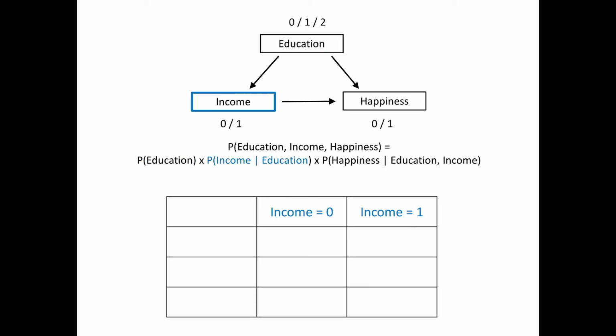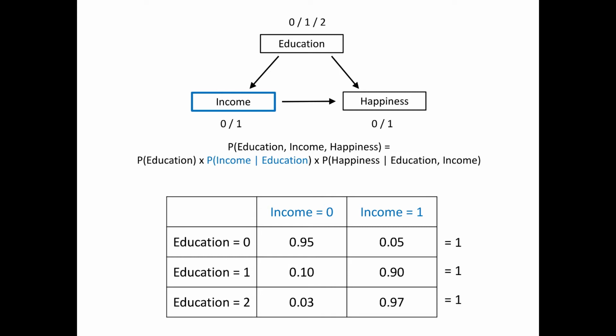In the conditional probability table for income, income is a binary variable, and thus the table has 2 columns. But now, education, the only variable in the conditioning set of income, has 3 categories, and thus the table has 3 rows, 1 for each value that education can take. We instantiate the table with the next values and check that each of the 3 rows sum to 1.